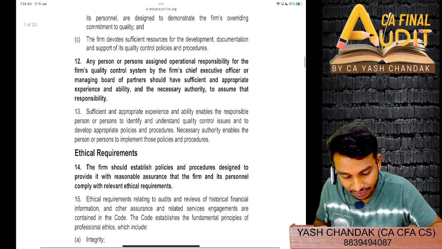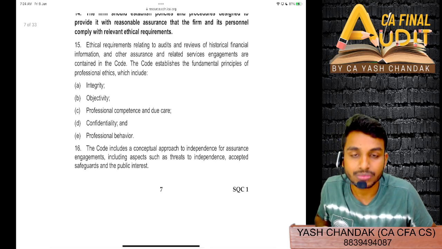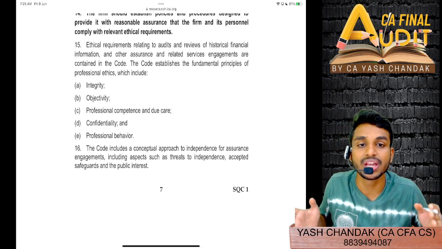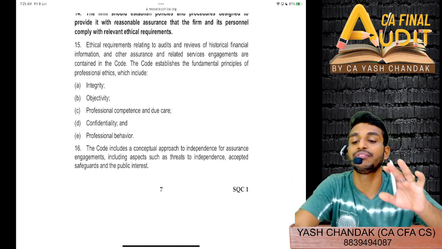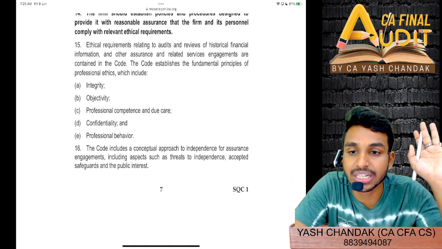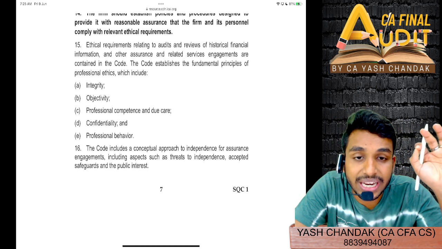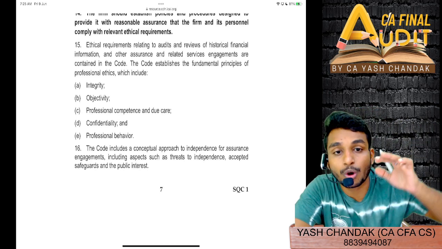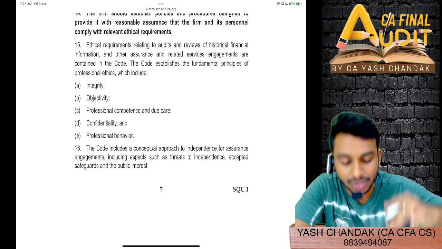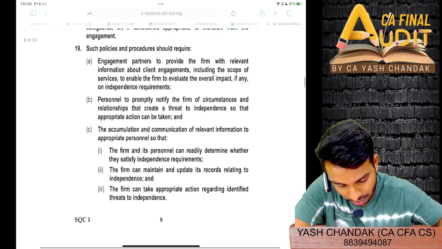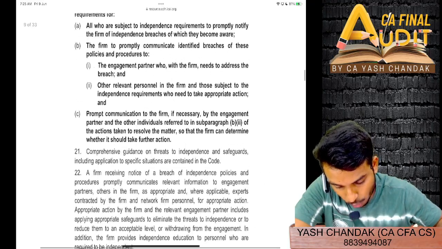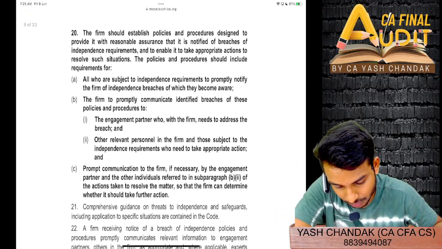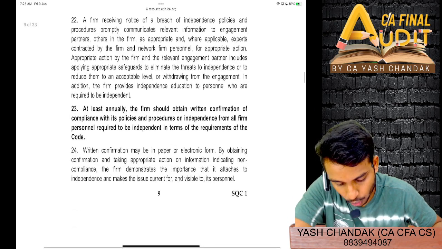But wherever I have found that there are 5 or 6 points in a particular answer, we will cover those in detail, because 100%, not even 99%, 100% of the time the question is coming from those parts where the Institute has given 4 to 5 points. So suppose here A, B, C, 3 points are there, so I have not included this.